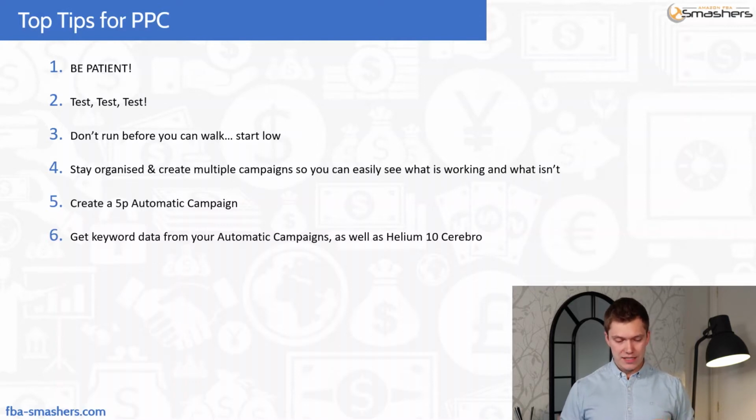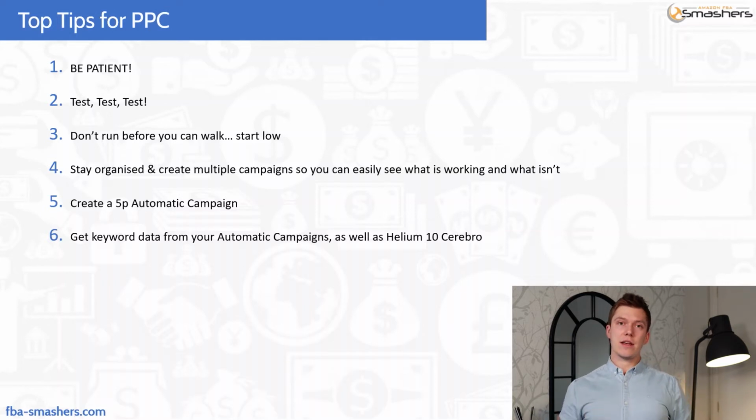So tip number 6 is where to get your keyword data from. Some people advise just get it from your automatic campaign, which is absolutely right. At the end of the day, that's what you're paying Amazon to do. You're paying them money to run an automatic campaign and then get you keyword data. So make sure you download your automatic campaign results at least once every fortnight, I'd say. Have a look through and see if there's any new keywords that you can add into your back end, or any keywords that you can add into a manual campaign.